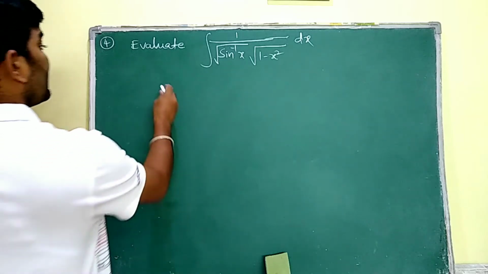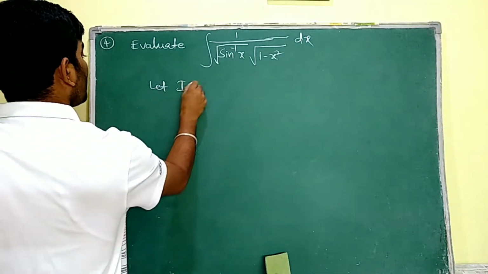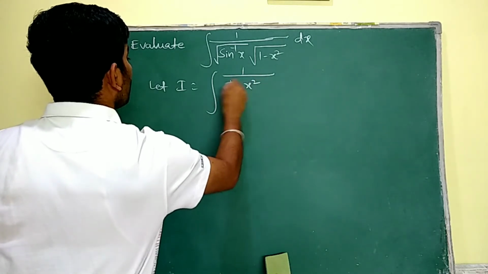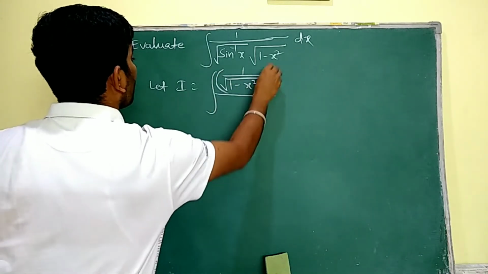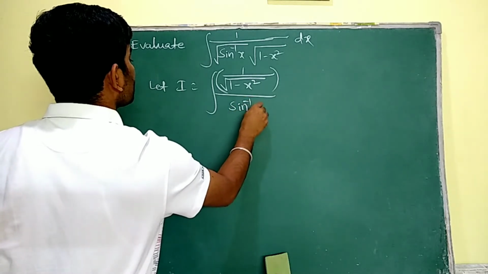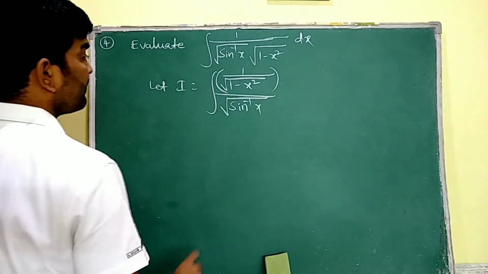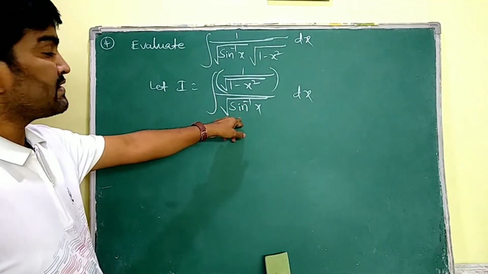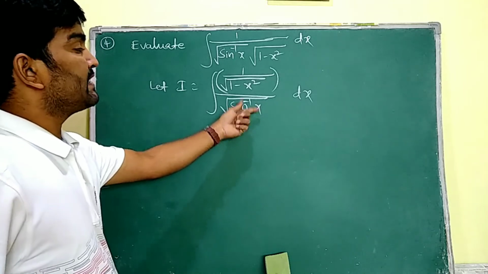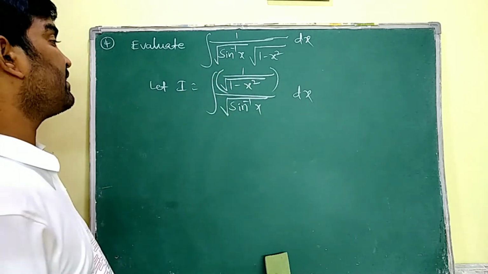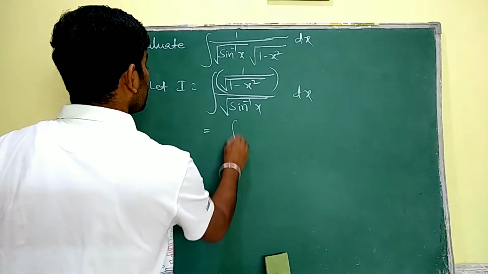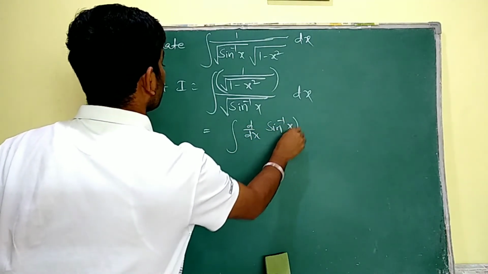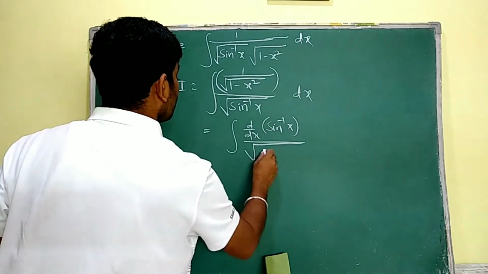dx. Okay, let I is equal to, see, this can be expressed as 1 by (root over 1 minus x square) into (root over sin inverse x). Why I am arranging like this, you may know: root over sin inverse x is here. Sin inverse x derivative is 1 by root over 1 minus x square, we know. So this can be expressed as d by dx of sin inverse x, the numerator, by root over sin inverse x.